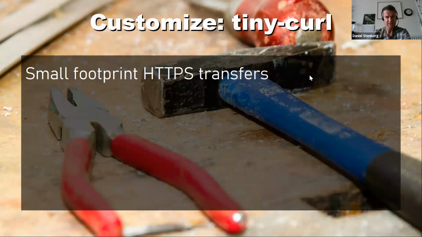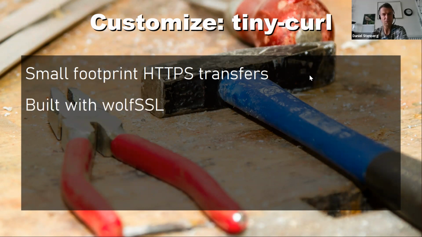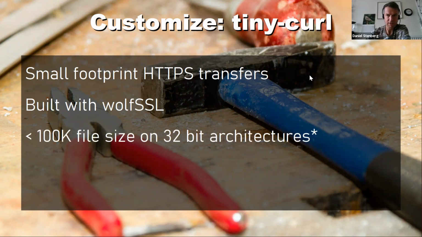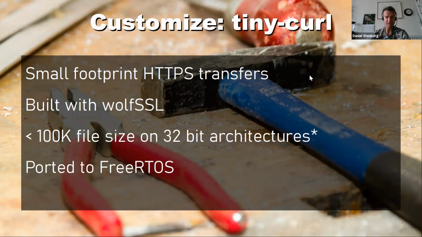tinycurl, for example, is a separate effort made to make a really small footprint library for HTTPS transfers. It's basically opting to strip out all the other protocols, building without support for them, and making sure that it works for a few real-time operating systems using wolfSSL as a TLS library. And the aim there being that it should be smaller than 100 kilobytes in file size on 32-bit architectures. And we have ported it to FreeRTOS, and it's going to get ported to even more real-time operating systems going forward.